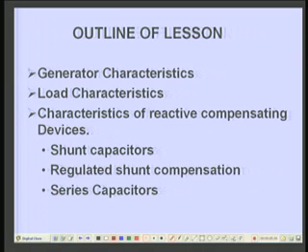discuss the generator characteristics, then load characteristics, then we discuss the characteristics of reactive compensating devices such as shunt capacitors, regulated shunt compensation. Under this regulated shunt compensation, we talk about the SVC and STATCOM. We will also talk about series capacitors. We will also discuss briefly the regulated series compensation like thyristor controlled series compensation and static synchronous series compensators and so on.